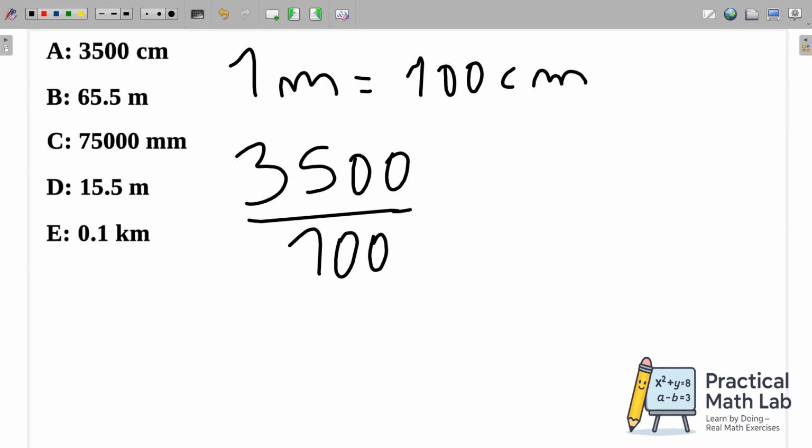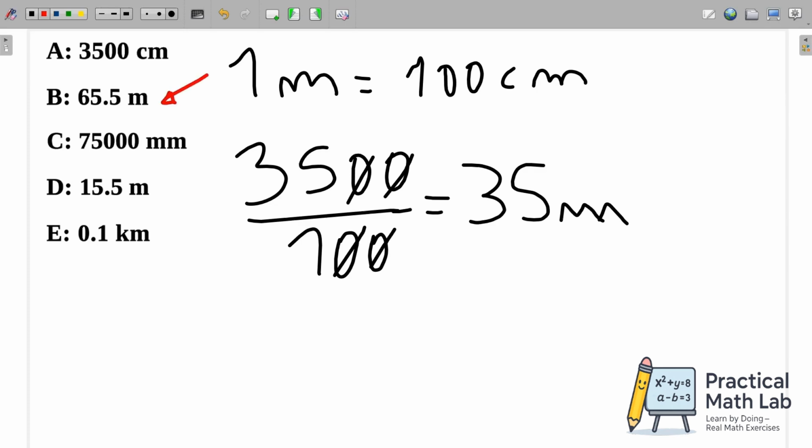In this case, you just cut the zeros. There are 2 zeros on top, 2 zeros on the bottom. Letter A is 35 meters. Letter B is already in meters. Letter D is also already in meters.